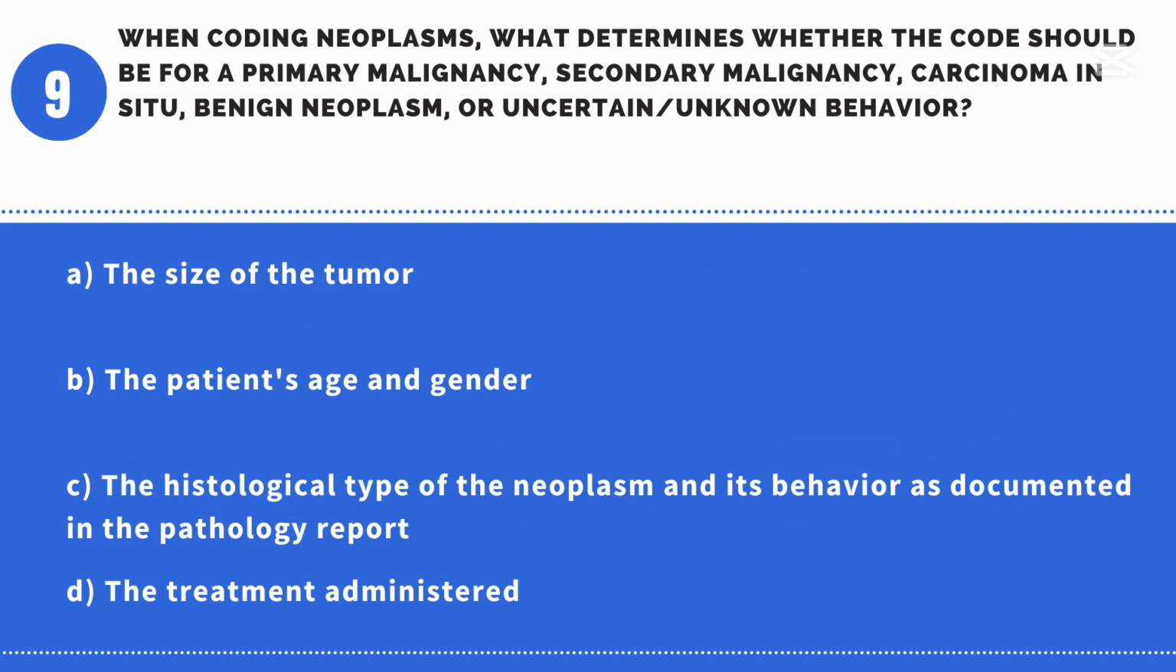Question 9. When coding neoplasms, what determines whether the code should be for a primary malignancy, secondary malignancy, carcinoma in situ, benign neoplasm, or uncertain/unknown behavior? A. The size of the tumor. B. The patient's age and gender. C. The histological type of the neoplasm and its behavior as documented in the pathology report. D. The treatment administered.